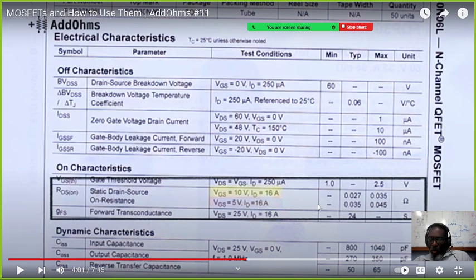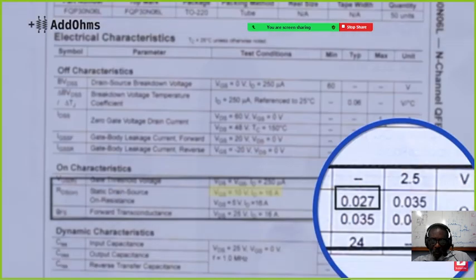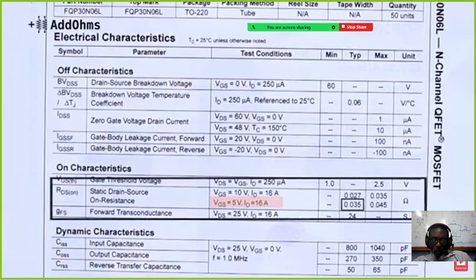And it's typical, you can get 0.35. Right. And the maximum you can get is 0.45. Right. But the unit of this is in ohms. At 10 volts, the on resistance will be about 27 milliohms. And at 5 volts, the on resistance is only about 35 milliohms.